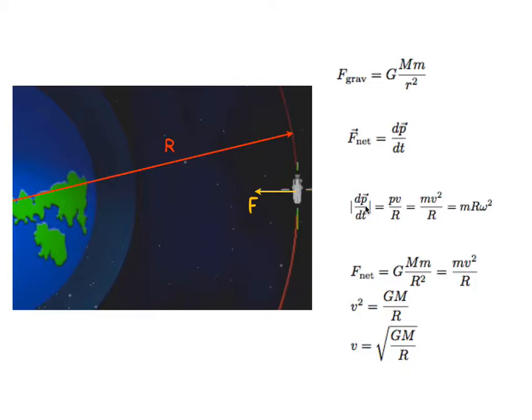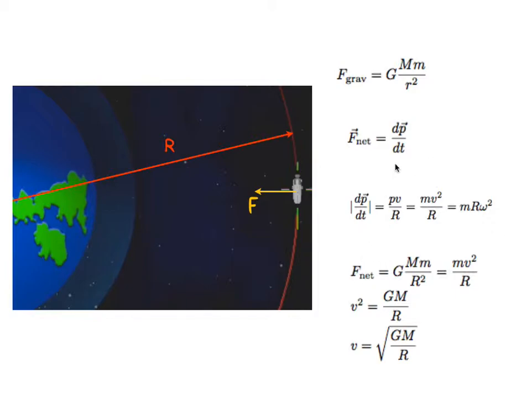And for an object moving in a circle, the magnitude of this change in momentum is going to be mv squared over r, where here r is the distance to the center of the Earth. So this is true for anything moving in a circle, mv squared over r. And I could write that also, if I wanted to, as m r omega squared, if you want to deal with the angular velocity. But let's deal with this one like that.